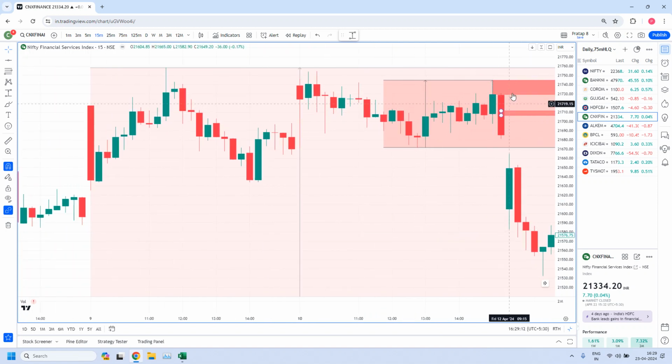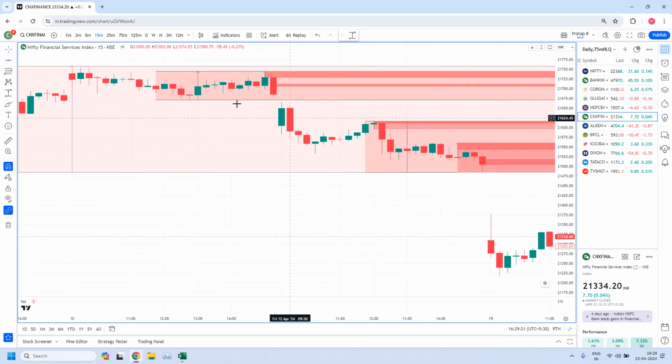You might be wondering why I have drawn these zones. These are the 5-minute zones. But where is the 15-minute zone? I have drawn them without 15-minute zones. Why have I drawn them? Let me show you.